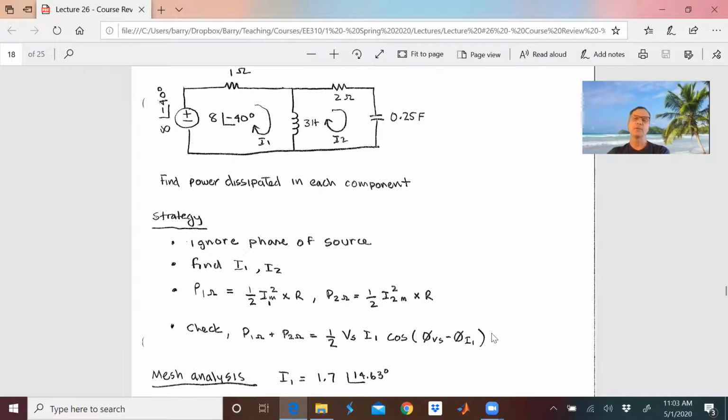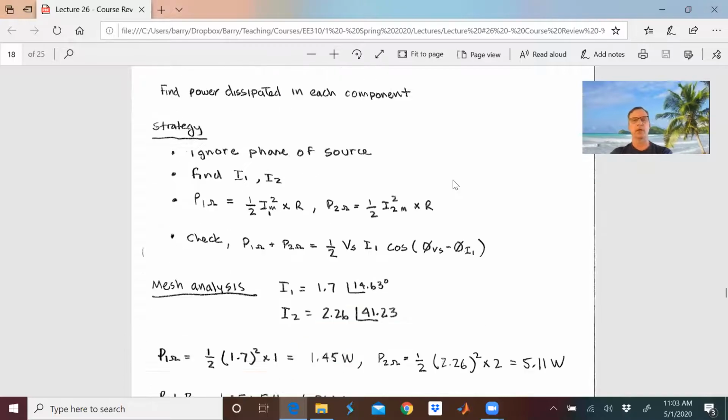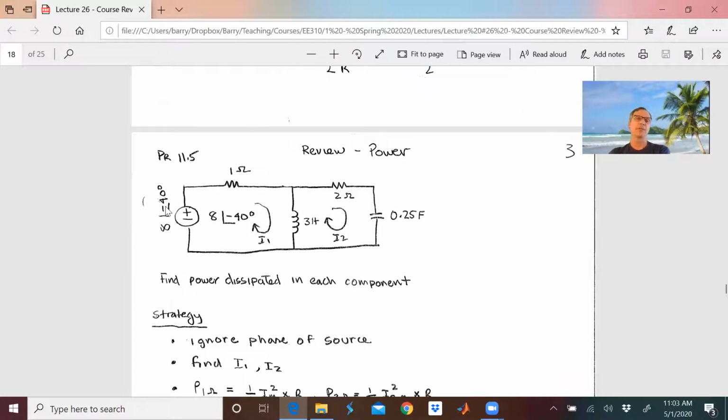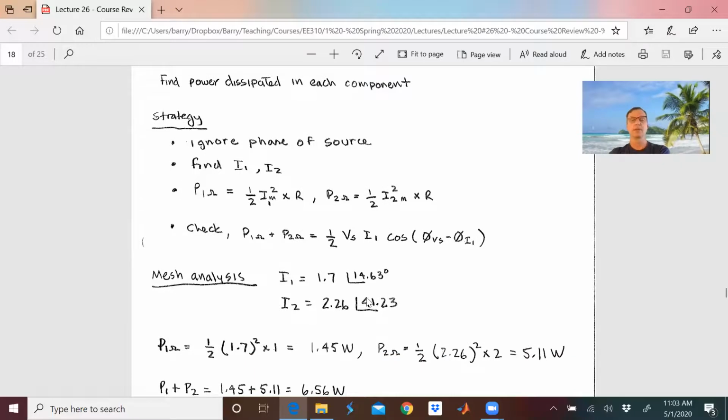This is really important. Make sure you understand this. What I'm doing is saying that the power in the resistors better add up to the power coming from the source. So we're going to do our whole mesh analysis. We're all really good at that now. So I1 is equal to 1.7 at an angle of 14.63, and I2 is 2.6 at an angle of 41.23 degrees. And remember, I blew off this minus 40. I said, this is 0 degrees, folks. I don't want to deal with that minus 40. So these are with respect to the voltage source, which is at 0 degrees.